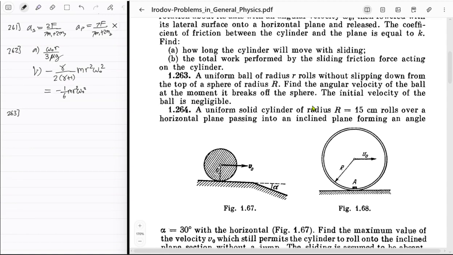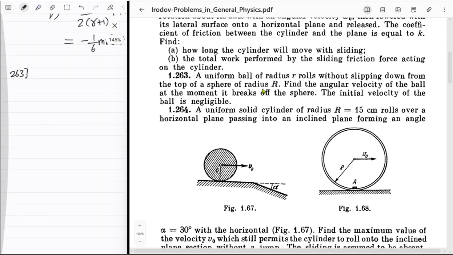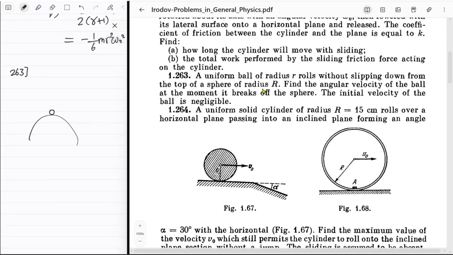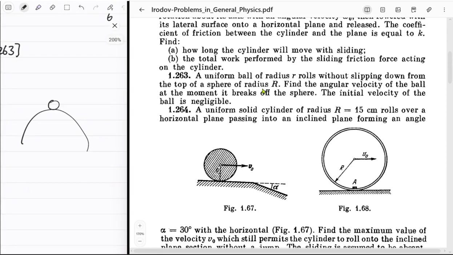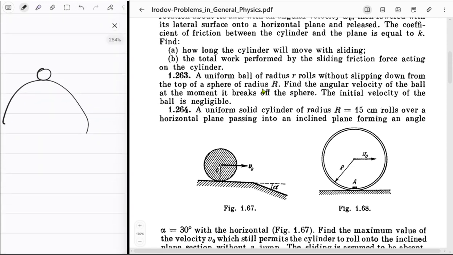That's kind of a hard question because you have to do a lot of stuff for this. So it rolls without slipping down from the top of the sphere of radius R, and that sphere is stationary. You've got this sphere and a small ball, at some theta value. Let's just say this angle is theta. At some theta value, it's going to break off. What is that value, and when does it actually break off?